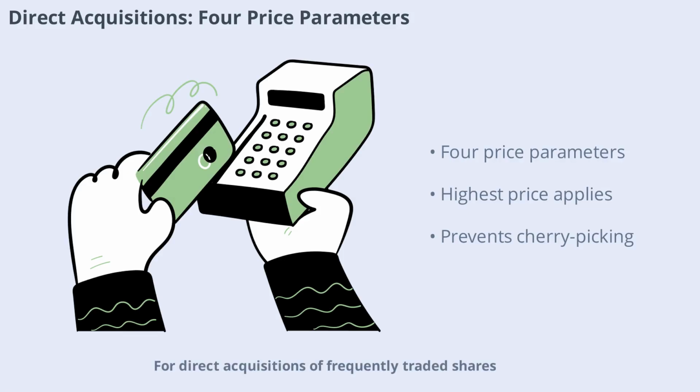For direct acquisitions of frequently traded shares, the offer price must be the highest of 4 parameters: the negotiated price under the agreement, the volume-weighted average price paid in the last 52 weeks, the highest price paid in the last 26 weeks, and the volume-weighted average market price over the last 60 trading days. This structure prevents acquirers from cherry-picking a low price and ensures fairness for public shareholders.